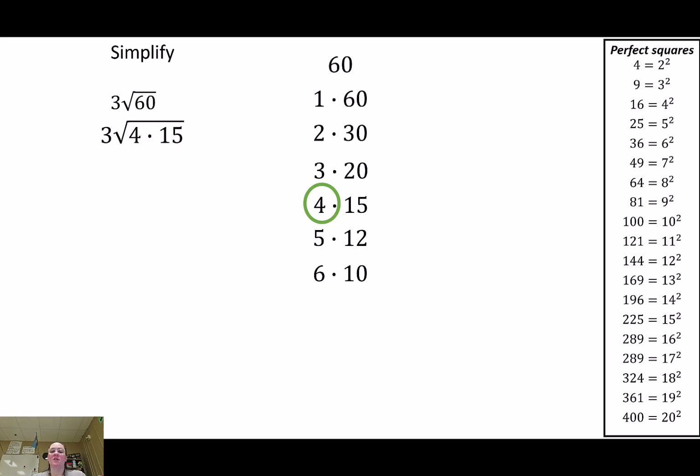So we're going to split this into 4 times 15. So we get 3 square root of 4 times 15, which again, we can split into 2 square roots. So I get 3 times the square root of 4, which we know the square root of 4 is 2. So we get 3 times 2, square root of 15. So I get 6 square root of 15 as my answer.